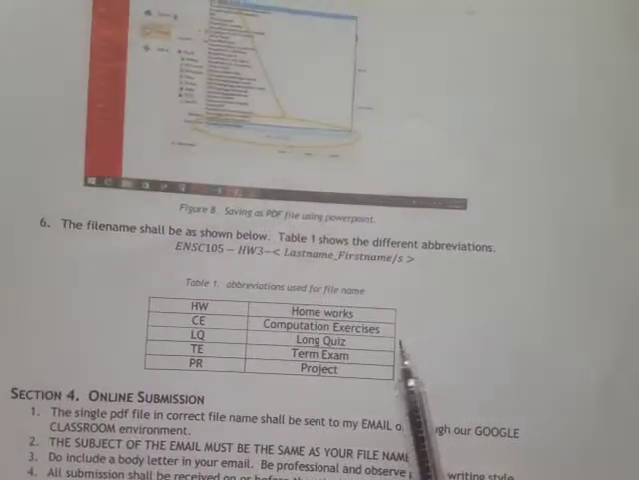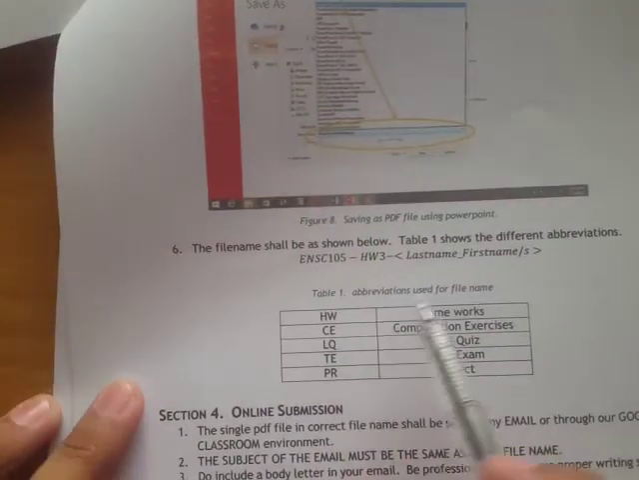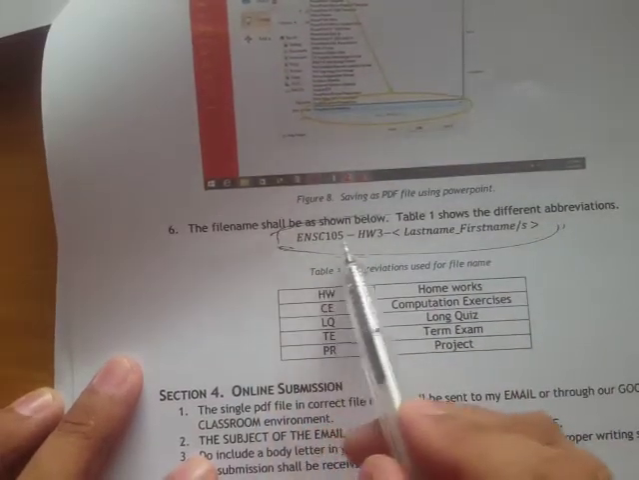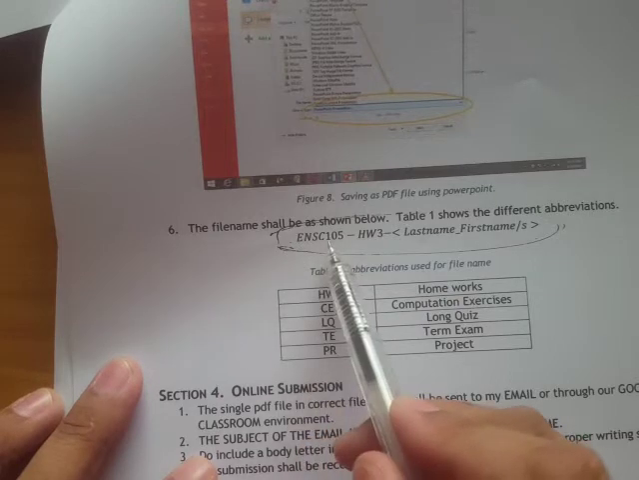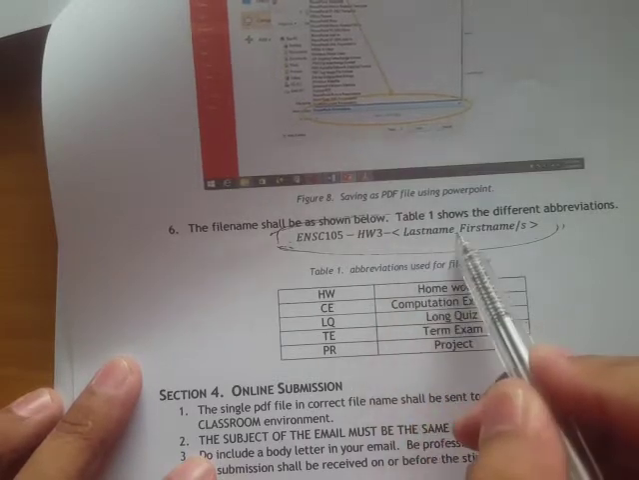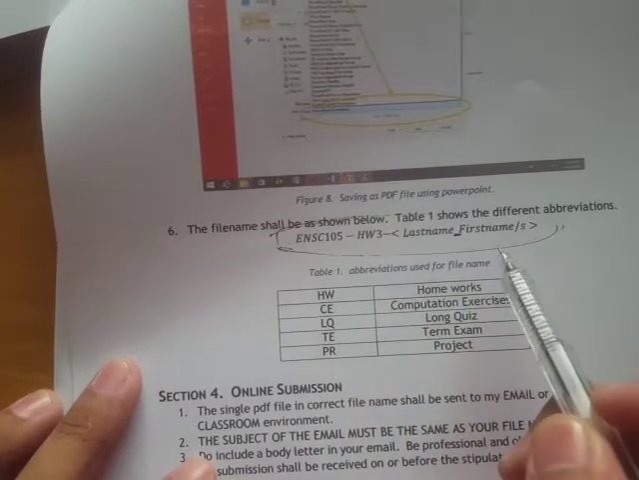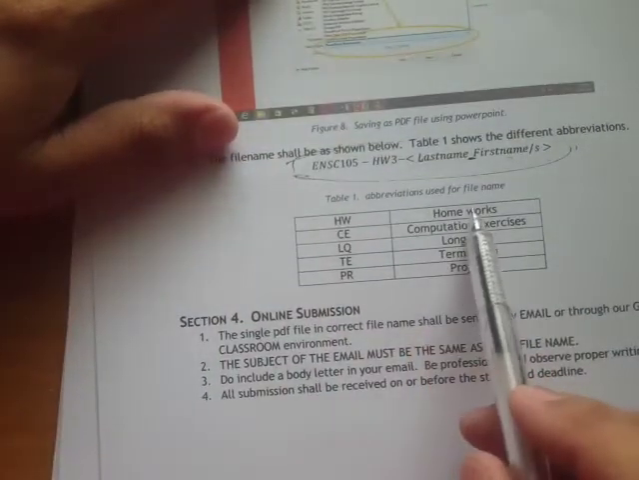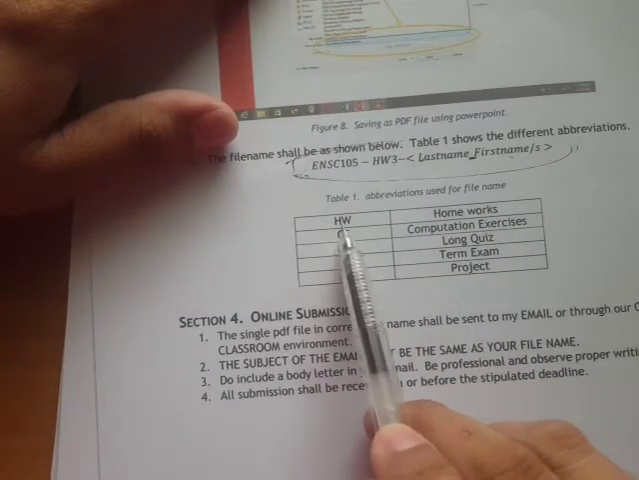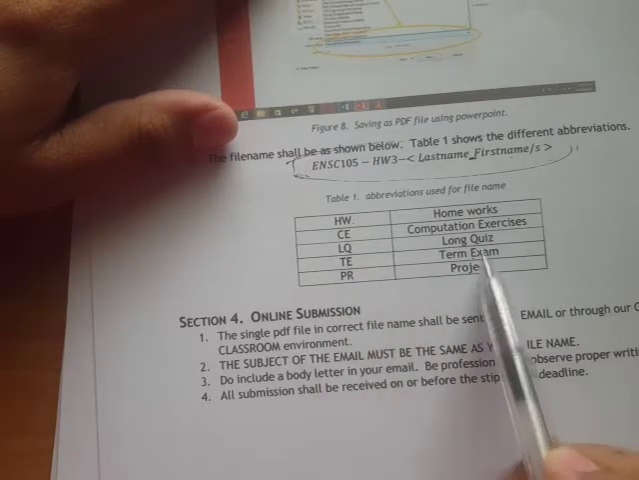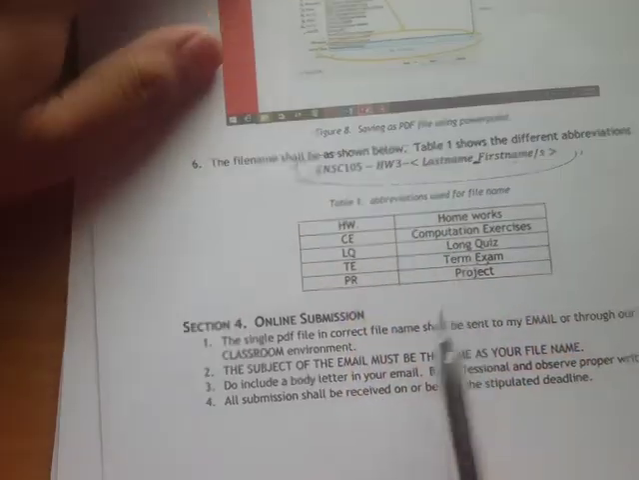So when compiling the file, also make sure that you have this proper file name. For example, our course code right here, ENSC107, then dash, homework 3, then dash your last name, then underline first names or first name initials. If that's homework, then we'll use HW, and if it's a long quiz, then LQ. And for term exams, that's DE. That's going to be our file names.